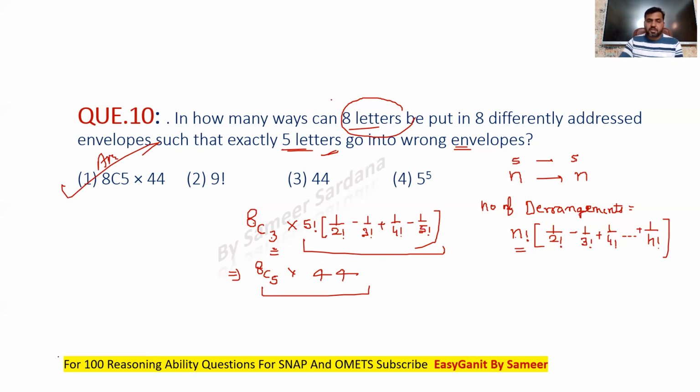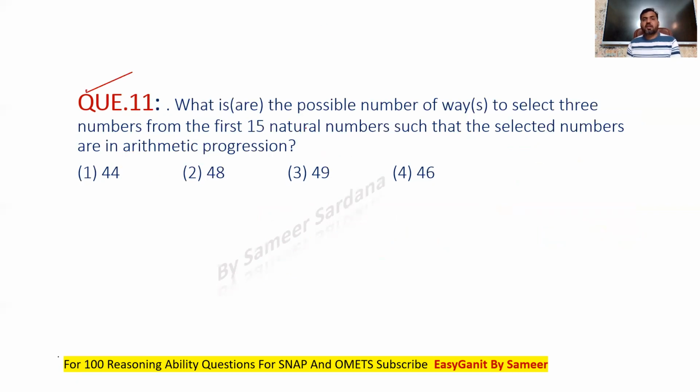Okay. This is question number 10. Question number 11. What is the possible number of ways to select 3 numbers from the first 15 natural numbers such that the selected numbers are in arithmetic progression?